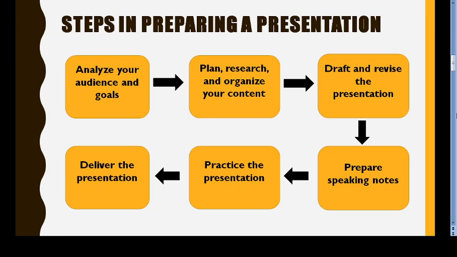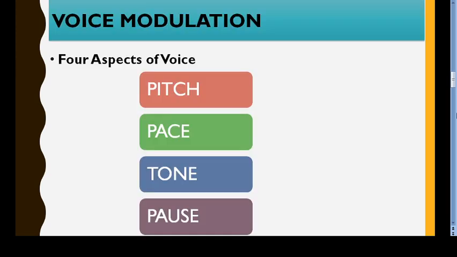One of the major steps in giving an oral presentation is to watch yourself give the presentation in a mirror so that you can correct any distracting movements or gestures. Next topic is voice modulation. Modulation happens when you control or adjust something. Voice modulation depends mainly on four aspects of your voice.